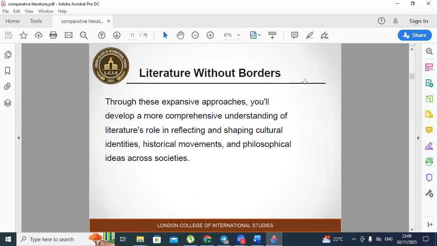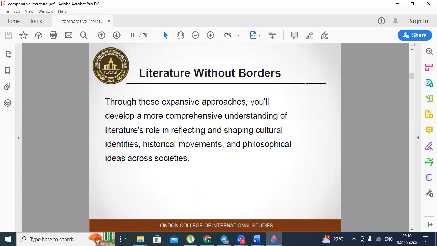Through these expansive approaches, you will develop a more comprehensive understanding of literature's role in reflecting and shaping cultural identities, historical movements, and philosophical ideas across societies.